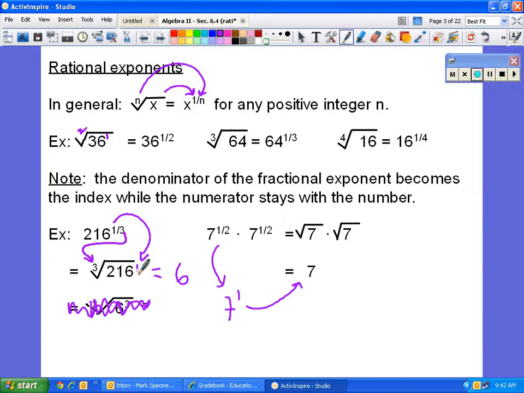7 to the 1/2 power times 7 to the 1/2 power is the same as the square root of 7 times the square root of 7. The square root of anything times itself is simply that value under the radical sign. Notice I can also say 7 to the 1/2 times 7 to the 1/2. The bases stay the same. What happens to my exponents when I multiply? You add them together. 1/2 plus 1/2 gives me 7 to the whole, or 1. 7 to the first power is simply 7.